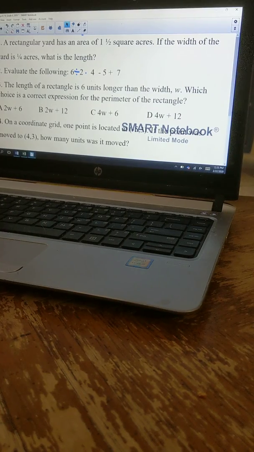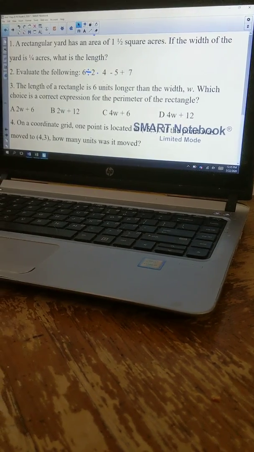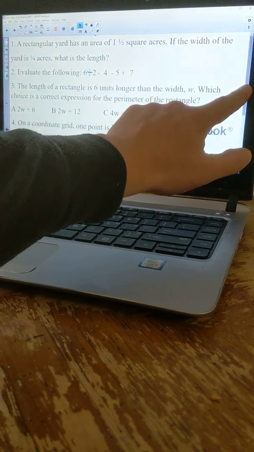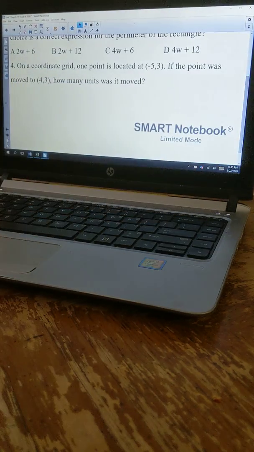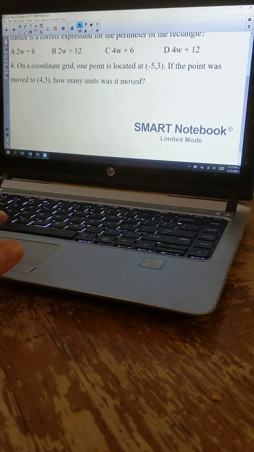All right, here's day 3. When you're ready to scroll down for number 4, do so. When you're ready to go to the next slide, go ahead and do so. Okay, number 1 on the warm-up.